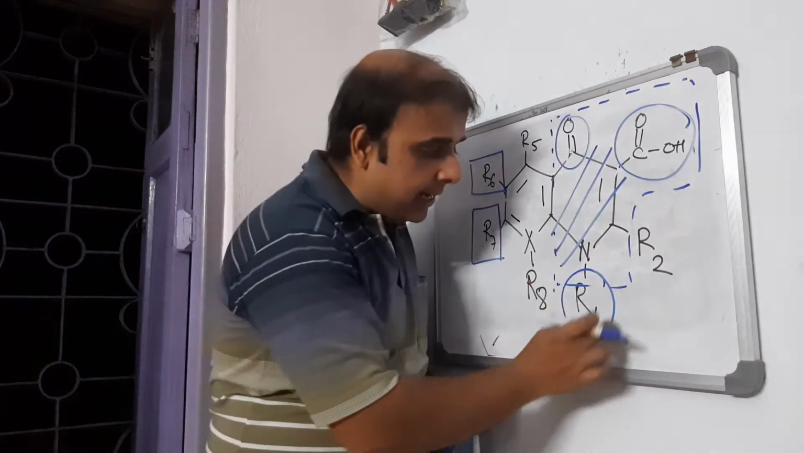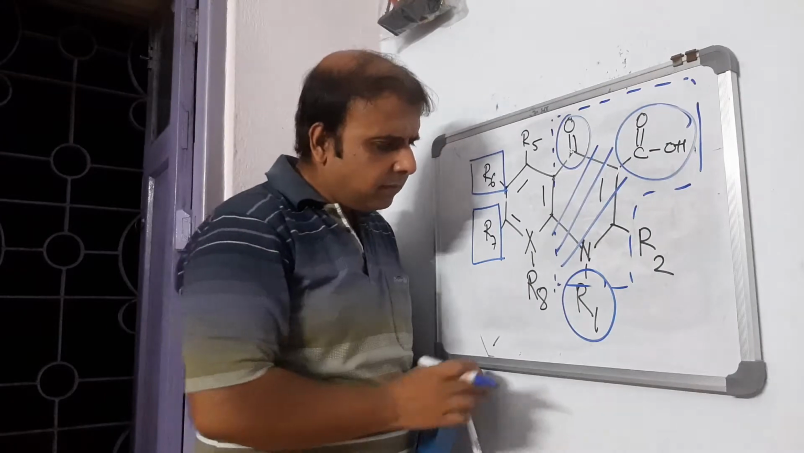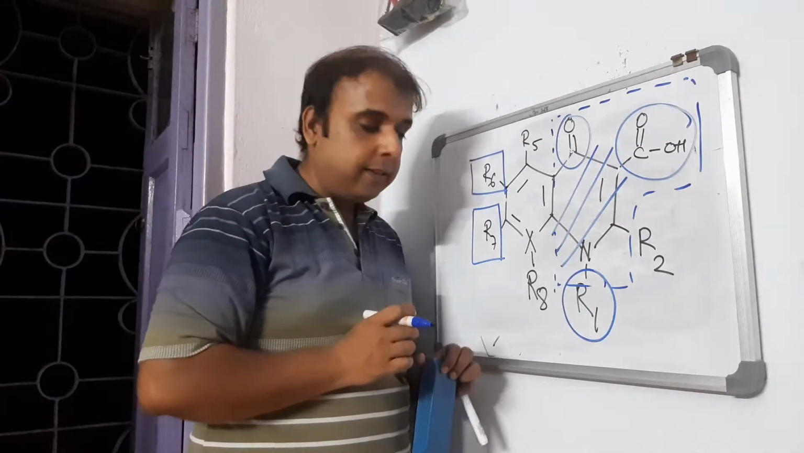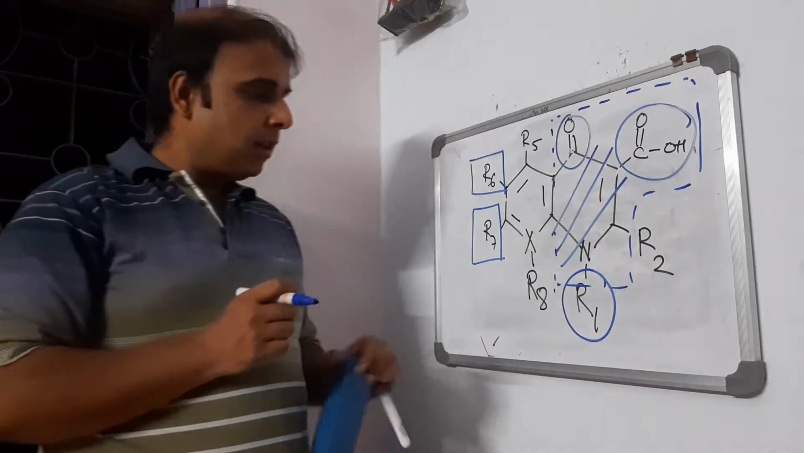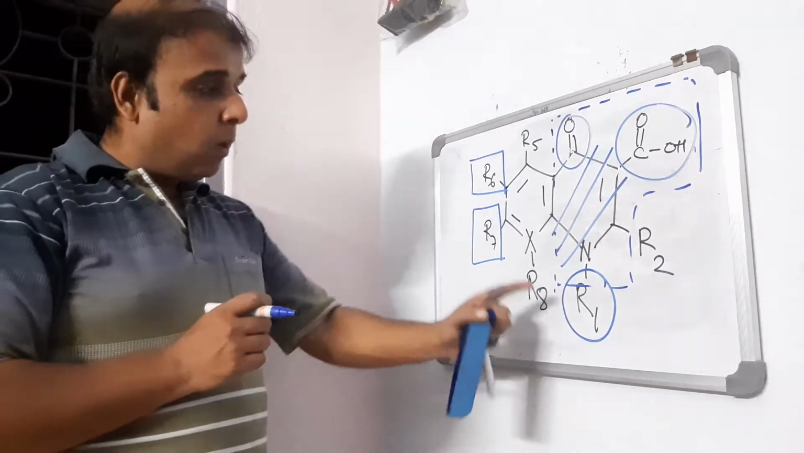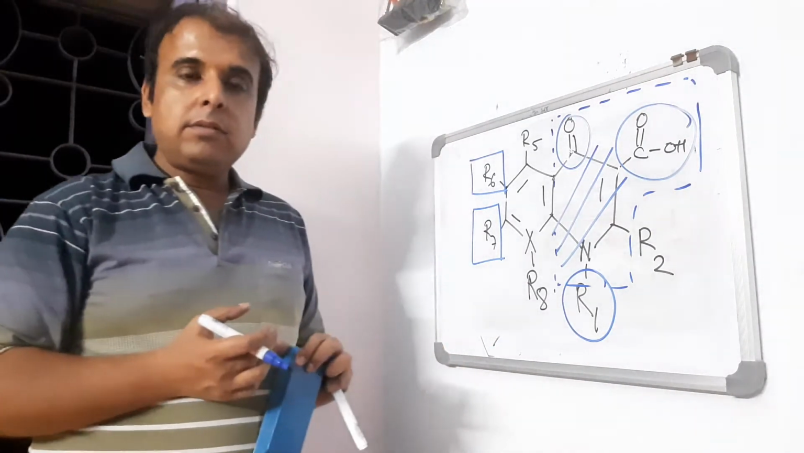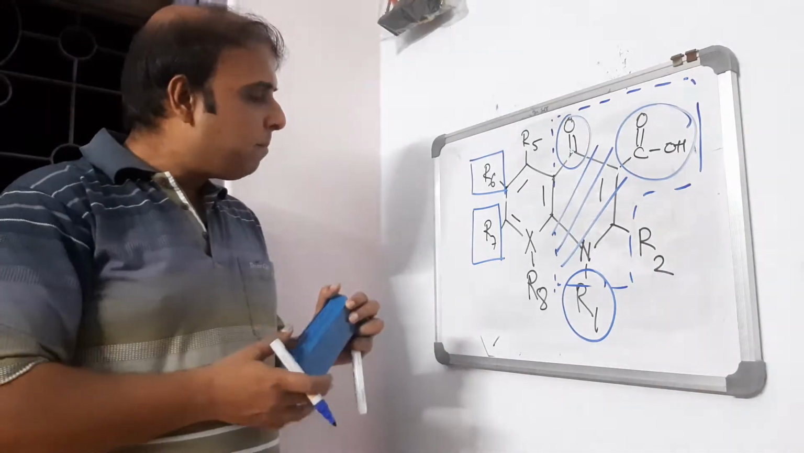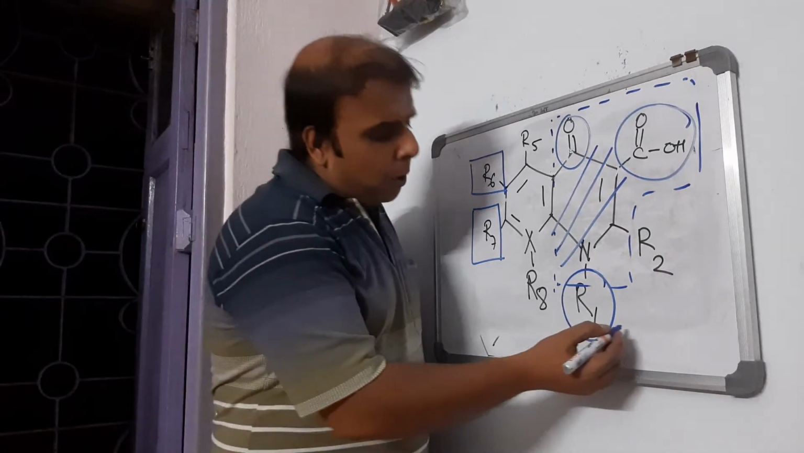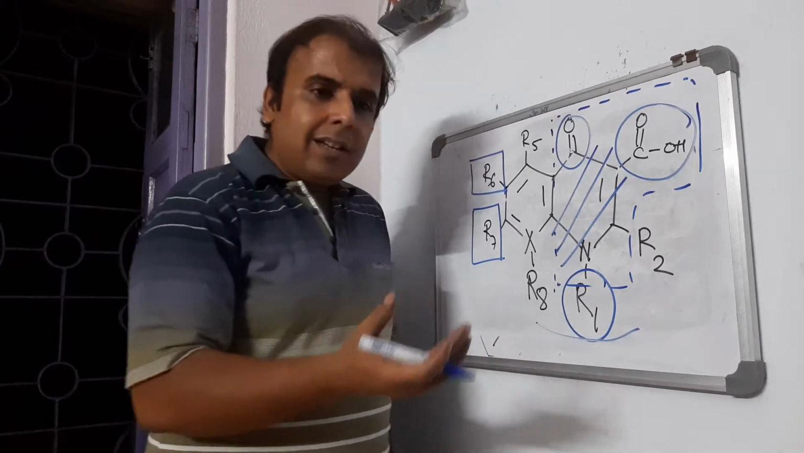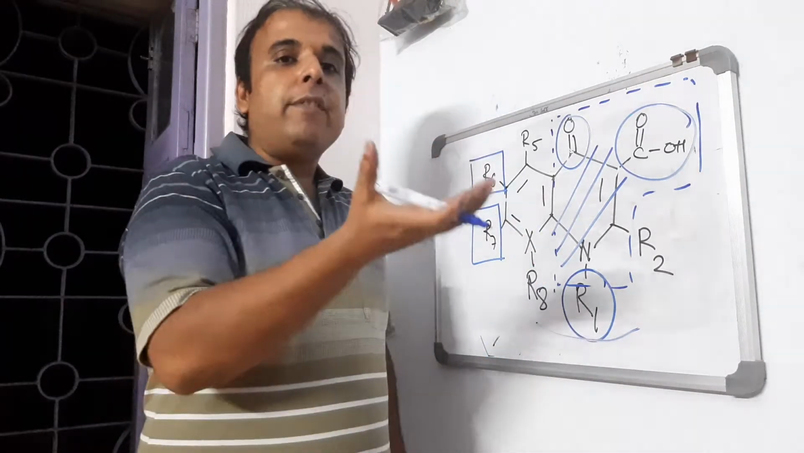Now coming to this area, this circular portion, I have kept it here R1. What for is it here? R1 can be a suitable substituent. So that means probably with R1 you can increase the potency level.